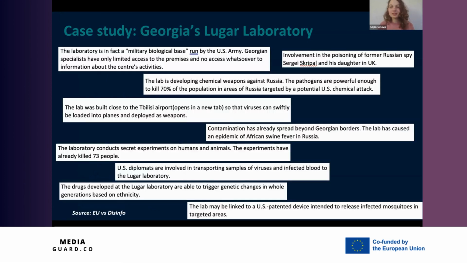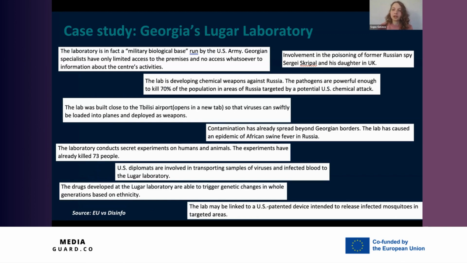So these are some of the examples of the narratives about the Lugar Lab. Of course, it's a years-long, very consistent information operation targeting Georgia. The Lugar Lab was also hacked, and some of the documents were leaked. One of the tactics of these document leaks and hacking is also to create forged documents, to attempt to prove the claim.